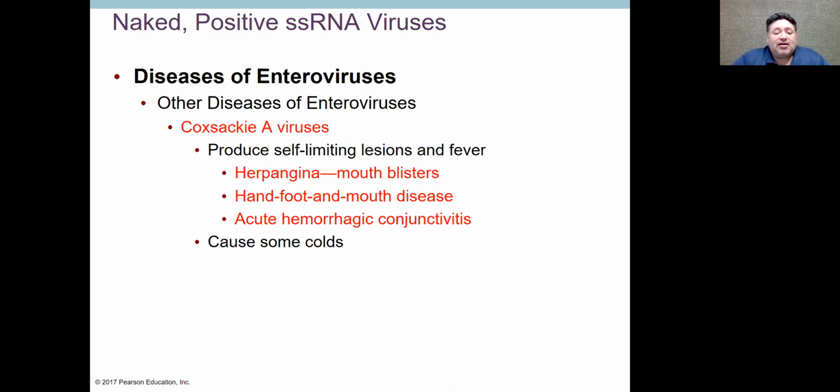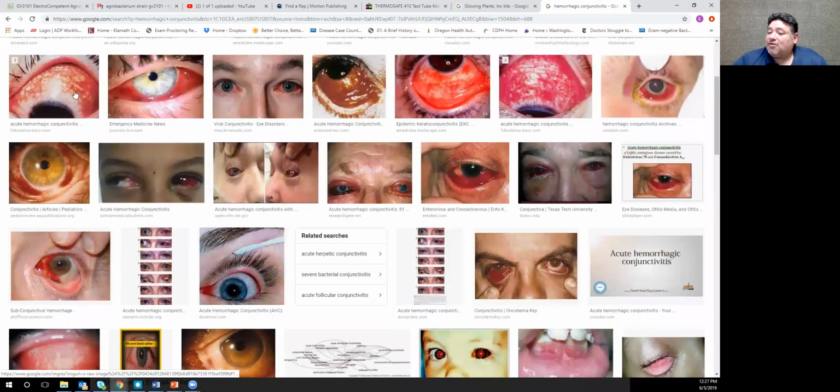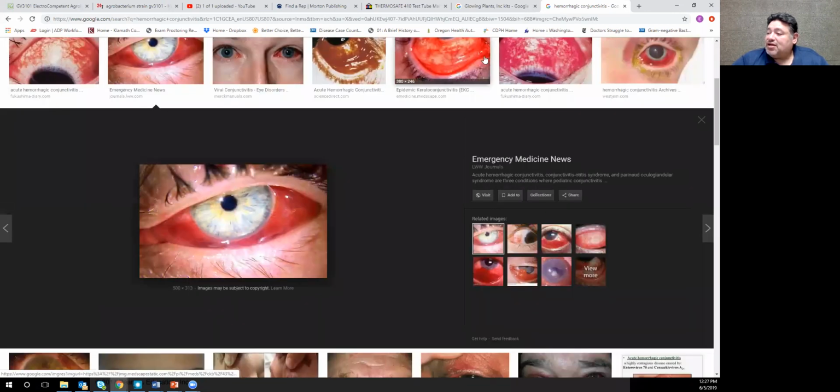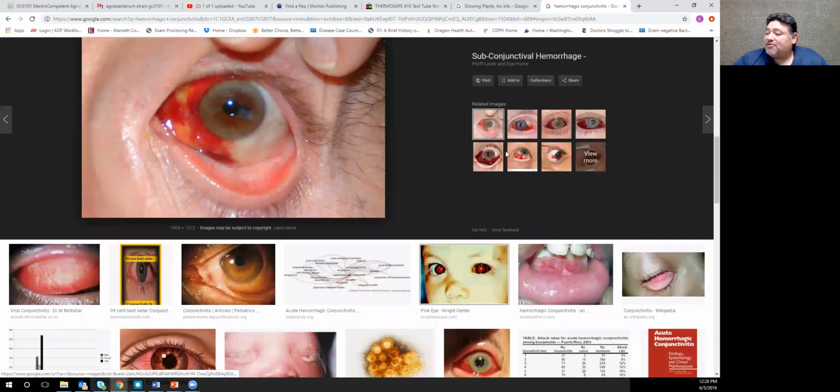conjunctivitis. And I have found that scaring my students is very helpful. It brings their attention. So I'm going to do a quick search on Google here for hemorrhagic conjunctivitis. Bring up the images and put this on my little shared folder here. And look at this. Is that horrible? Okay, so this is not trivial stuff. This is something that can cause a lot of pain and discomfort to whoever's suffering from it.